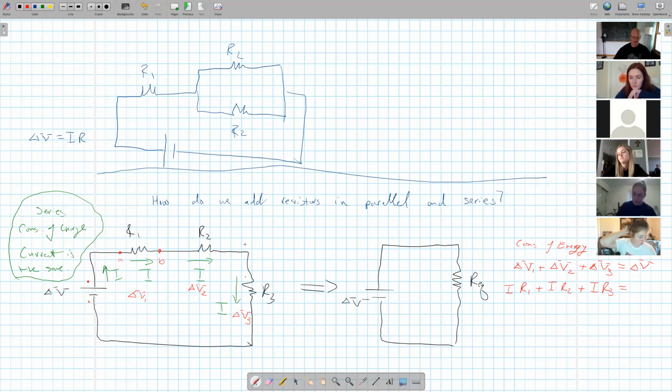Now our statement here is that this circuit here is identically the same as this circuit here, which means the current running through this circuit is exactly the same as the current running through this circuit. So the potential drop across this resistor has to equal the potential drop across the battery, which has to be the same as the sum of all these potential drops. All that is saying is that the right-hand side here is going to be replaced by the current times the equivalent resistor.